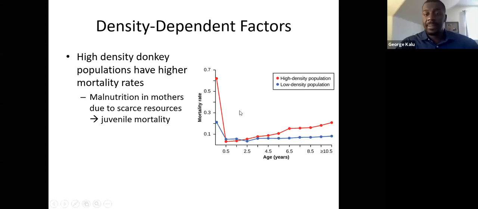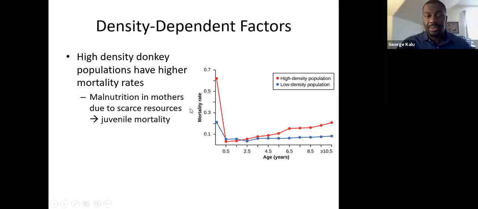Which makes sense, because if you have a high density population, there's going to be more competition for resources, and the resources are going to become more scarce. If those resources are not as available, that's going to cause individuals to die, and the mortality rate is going to be higher compared to a lower density. If there's low density, there's not going to be as much competition for those resources, and so mortality rate is going to be lower.